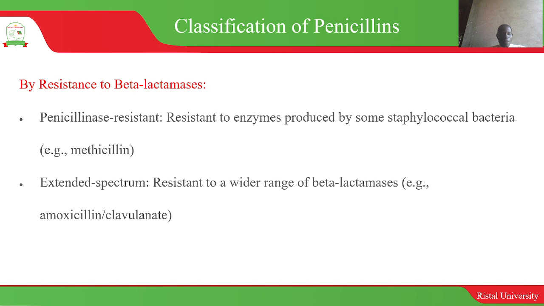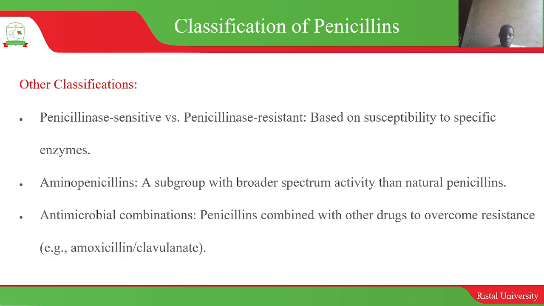We can also classify by resistance to the beta-lactamases. So there are penicillins resistant to enzymes produced by some staphylococcal bacteria. The example here is methicillin. We also have the extended spectrum, resistant to a wide range of beta-lactamases. Example is amoxicillin and clavulanic acid. So amoxicillin-clavulanate is actually an extended spectrum antibiotic because it's amoxicillin plus clavulanic acid, which helps overcome the problem of resistance to the beta-lactamases. When you combine it like this, it becomes a synergistic effect that counters the resistance.